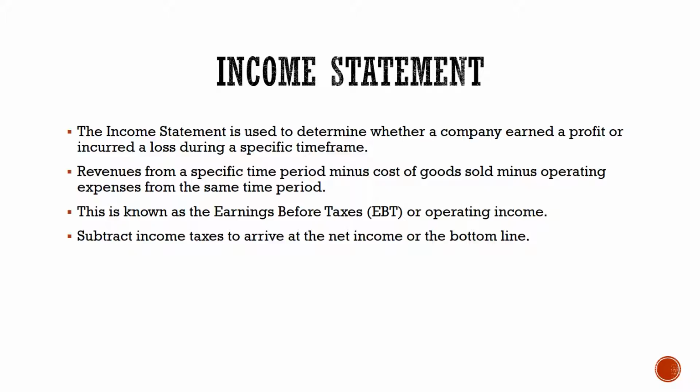The income statement, which has to be the first financial statement that is prepared, is used to determine whether a company earned a profit or incurred a loss during a specific time frame. Revenues from a specific time period minus cost of goods sold minus operating expenses from the same time period is known as the earnings before taxes, or EBT, or operating income. You then subtract income taxes to arrive at the net income, or the bottom line.